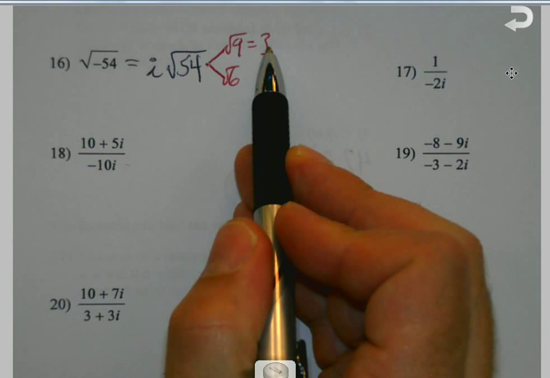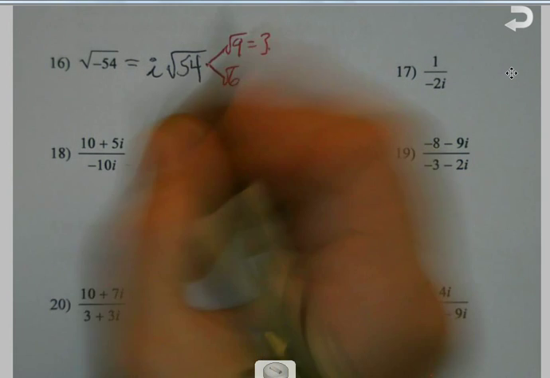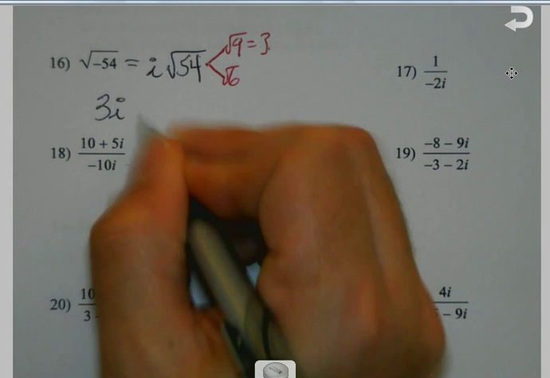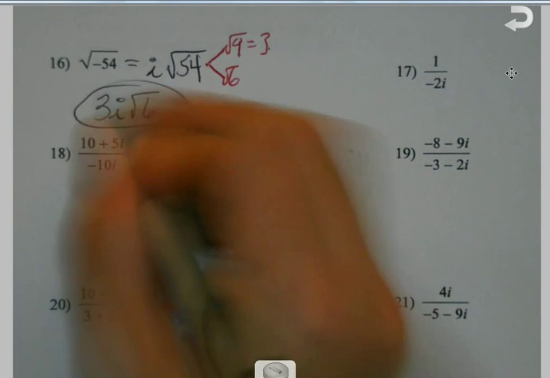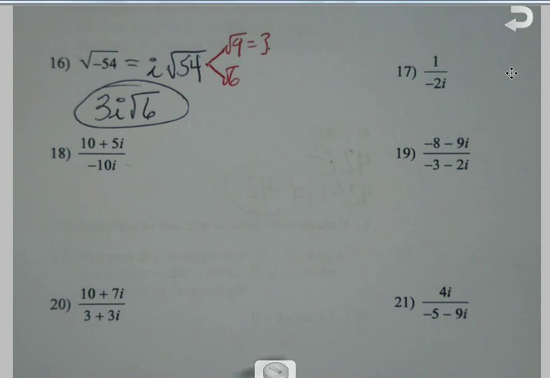So the one that breaks down nice, square root of 9, which is 3, hangs out with my i. 6 stays in. No plus minus here because we're not solving an equation. There's no quadratic. Just breaking this down, we're done. So we just leave it that way.